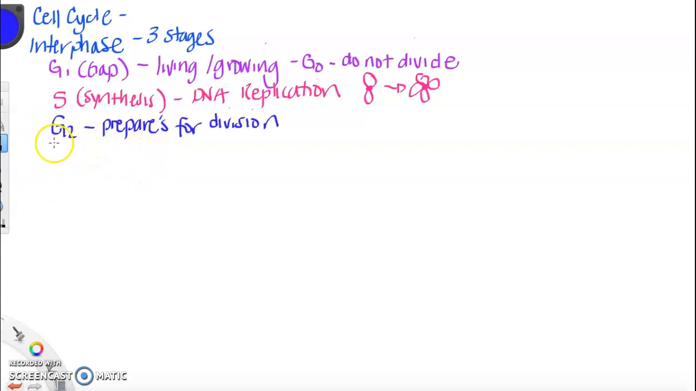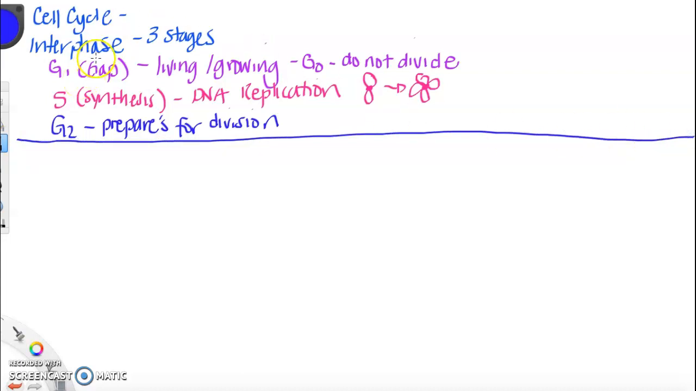All right, if the cell is going to go through division, that's when it enters mitosis. So mitosis then has 4 phases, and then a time where the cell actually splits apart. So the first one is prophase.